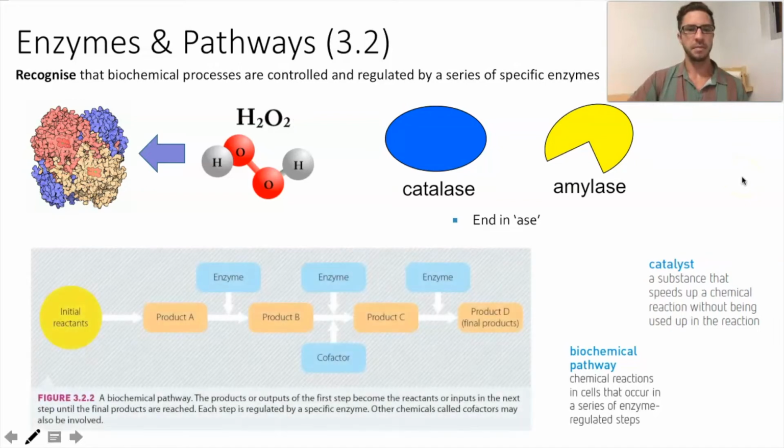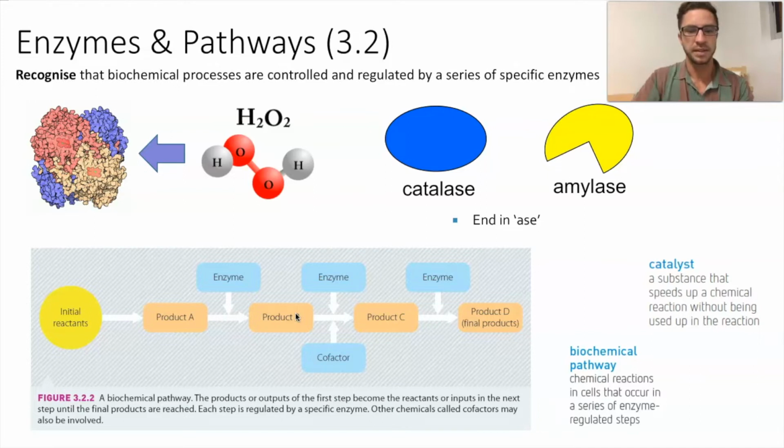So this diagram here from the textbook shows a biochemical pathway, and the products or outputs of the first step become the reactants, or the inputs, for the next step until the final products are reached. Each step is regulated by a specific enzyme, and this saves products from just accumulating within the cell. When things accumulate, it becomes too busy and we can't get done what we really need. So it's kind of clever how the body automatically does this. It uses products to become reactants. It's just being efficient.